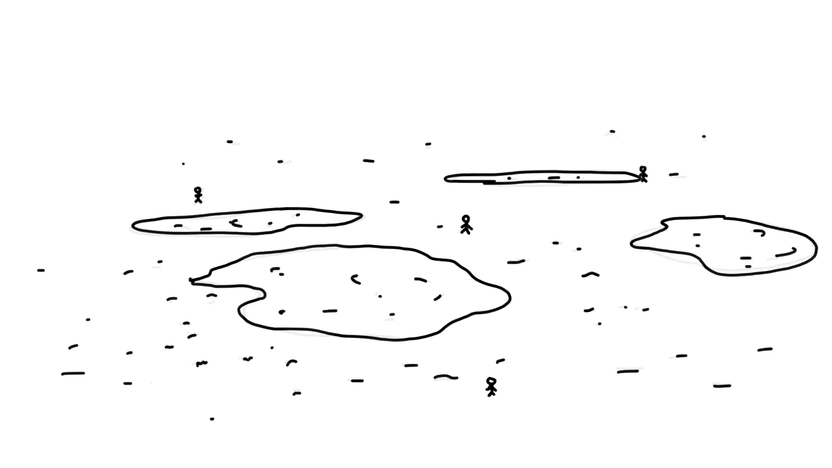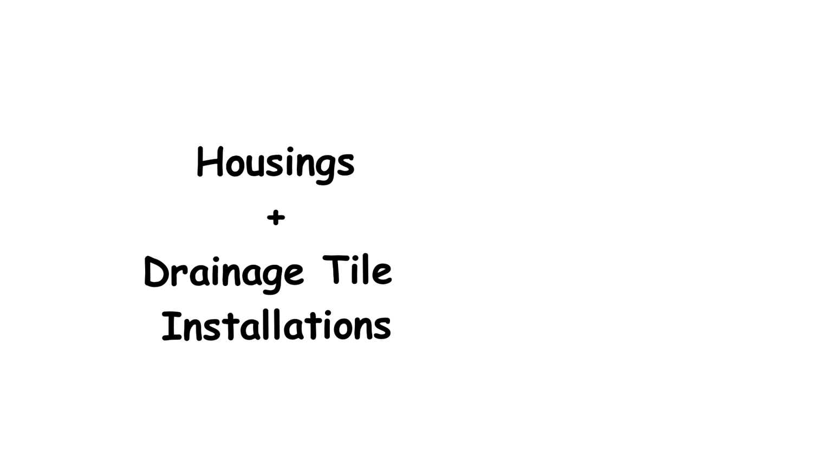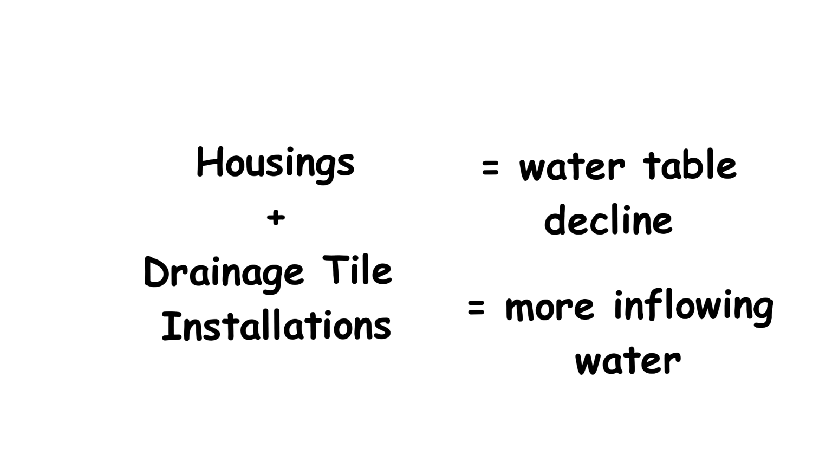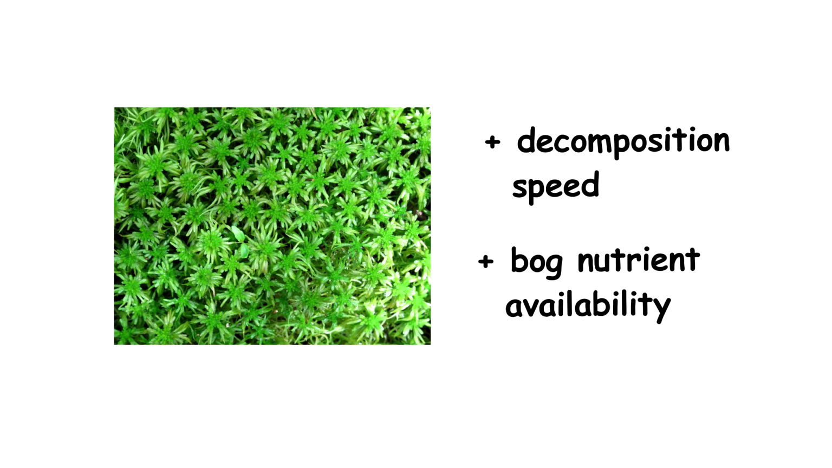Vancouver's development obviously shrunk the bog, and the development of housings and installations of drainage tiles around the bog declines the water table, whilst adding more inflowing water. This causes sphagnum to decompose faster, adding to the bog's nutrient availability.